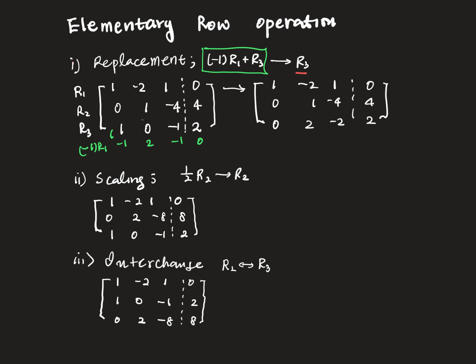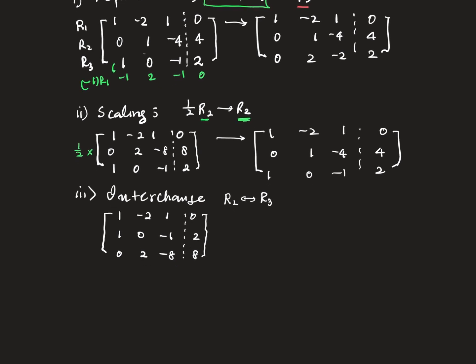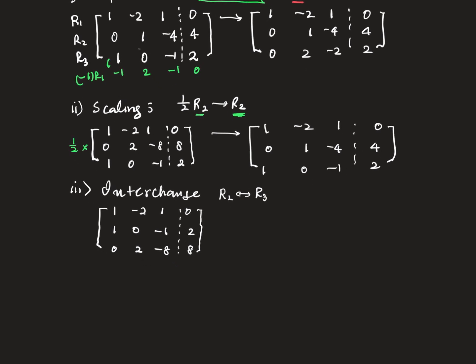This time, R2 is going to be changed. R2 times 1.5. So you're going to have a new augmented matrix. R2 is changed by multiplying by 1.5, giving 0, 1, -4, and 4. That's scaling. The last one is interchange of R2 and R3.